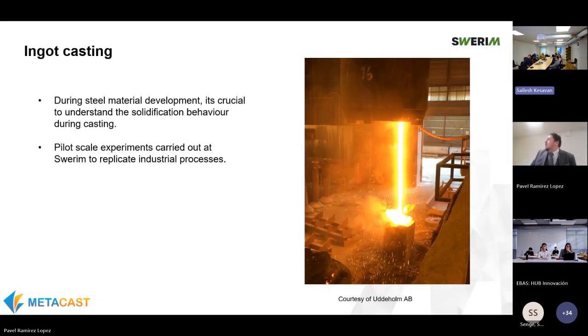And I will take ingot casting as an example. It's fascinating. This is a video courtesy of Udahome, where we are pouring some slag. So the idea is just to let you understand that ingot casting is alive and well.